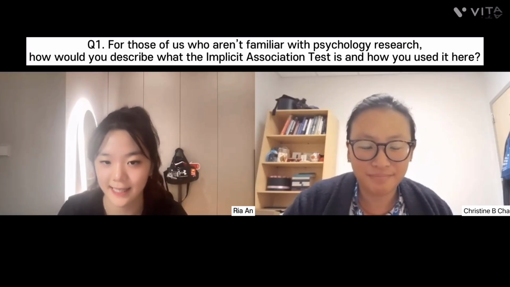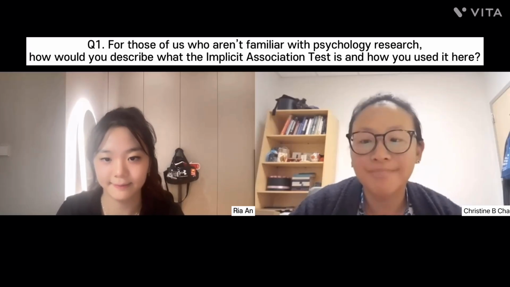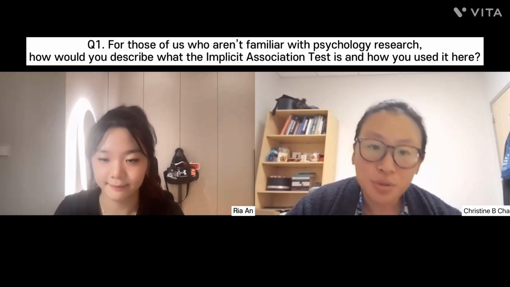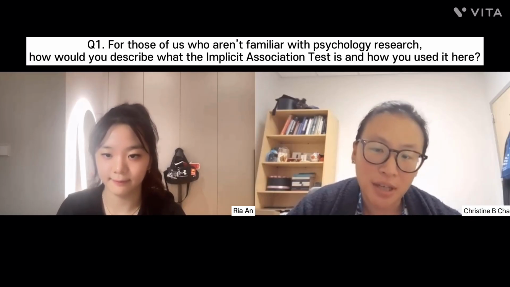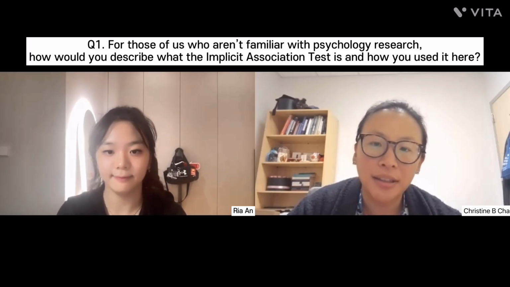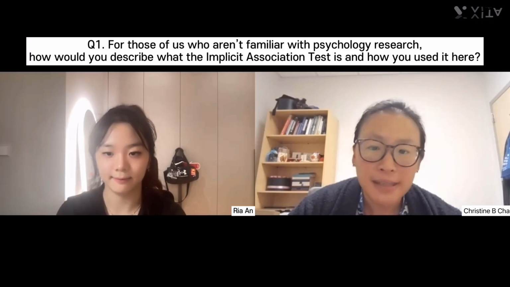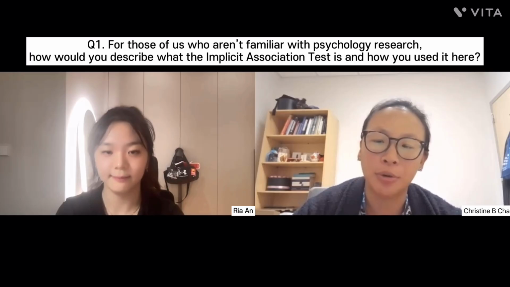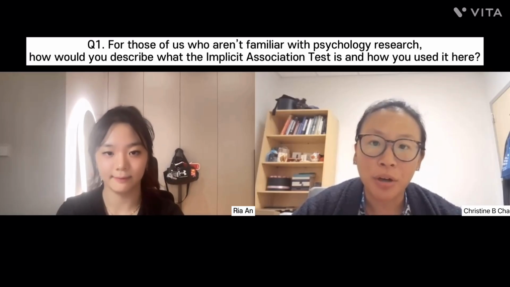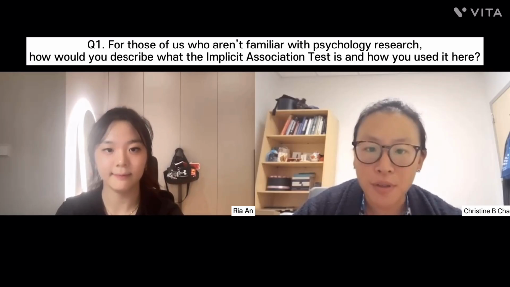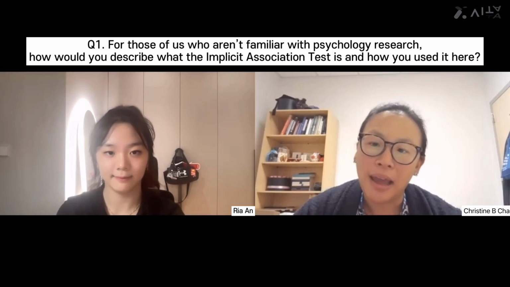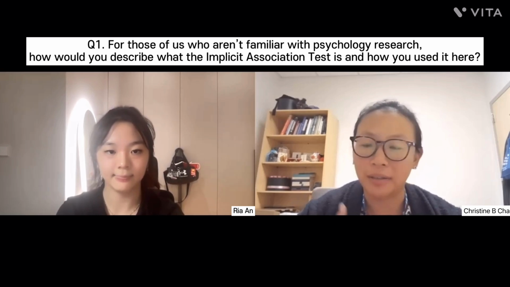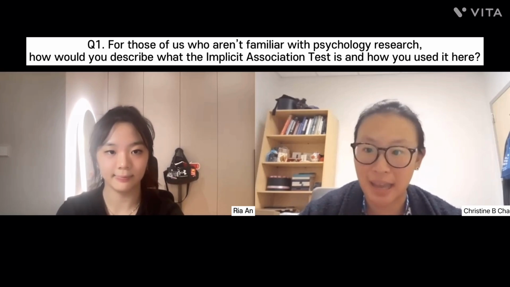For those of us who aren't familiar with psychology research, how would you describe what the implicit association test is and how you used it here? Sure. In short, the implicit association test, we call it the IAT, is a 5, 6 minute brief sorting task that you complete online on a computer. What you're sorting are words or images that appear in the middle of the screen, and they ask people to categorize them into the correct left or right hand categories as fast as they can.